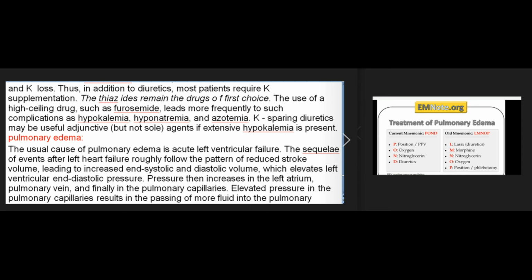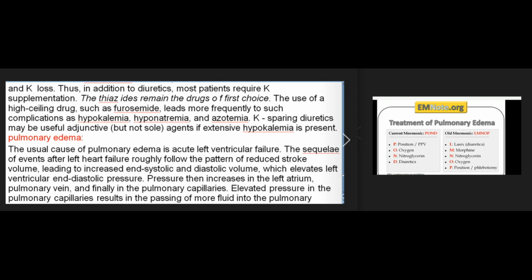The thiazides remain the drugs of first choice. The use of a high-ceiling drug, such as furosemide, leads more frequently to such complications as hypokalemia, hyponatremia, and azotemia. K-sparing diuretics may be useful adjunctive, but not sole, agents if extensive hypokalemia is present.